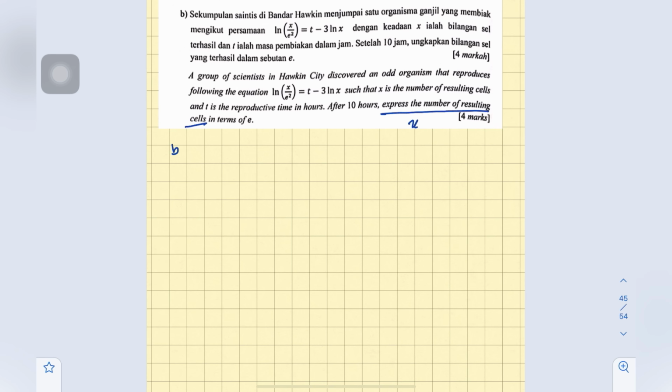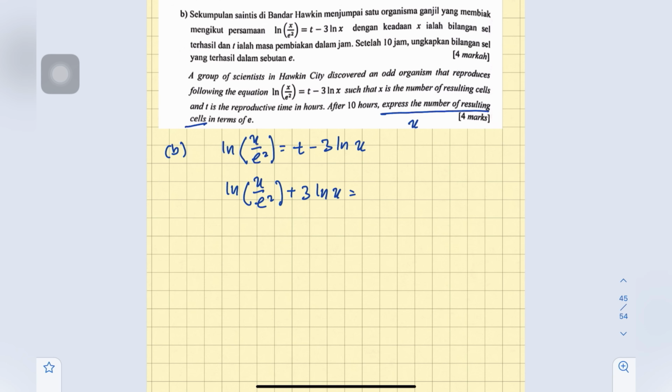So start from ln of x over e squared equals t minus 3 ln x. We group together: ln of x over e squared plus 3 ln x equals t. t is 10 hours, so equals 10. So this one, x over e squared, by using the laws of logarithm, this one we can move, ln x cube equals 10. Actually ln is log base e.